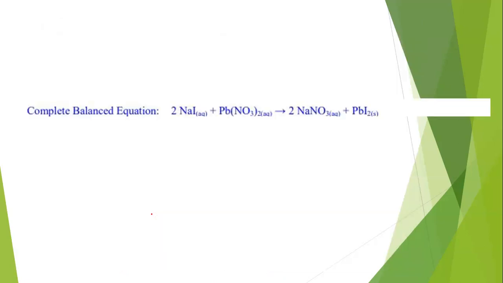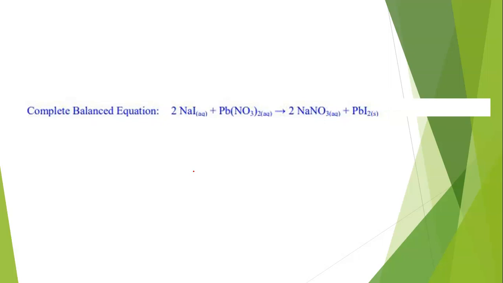So if we look at another example, we've got a balanced chemical equation. We've got two sodium iodide, lead two nitrate, and we have sodium nitrate, and we have lead two iodide. Okay. Notice our states here. This is aqueous, this is aqueous, this is aqueous, and this one is a solid.